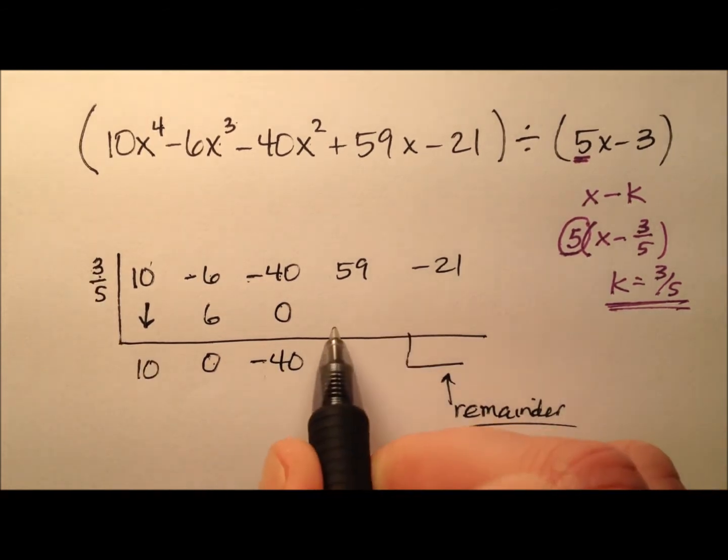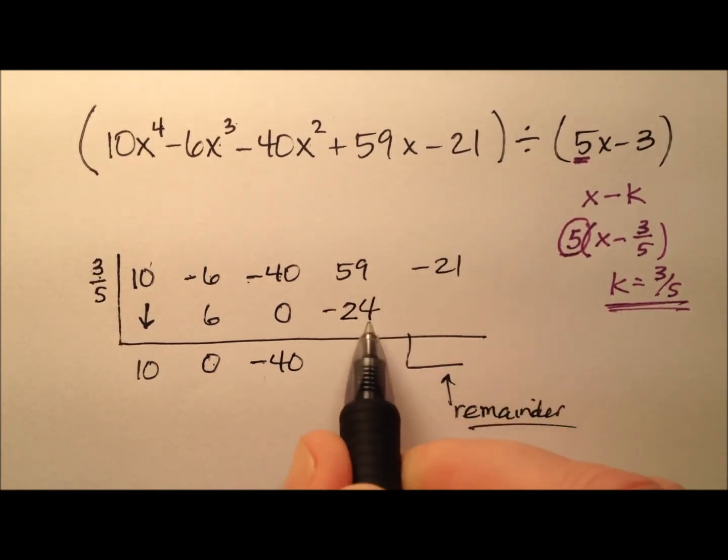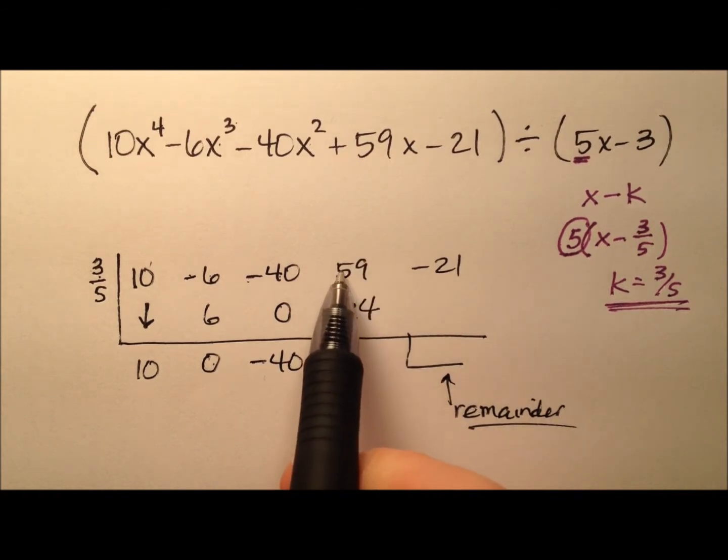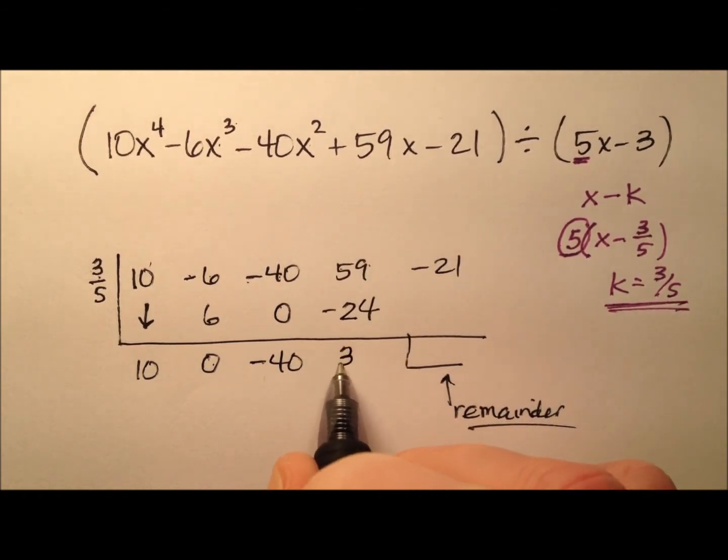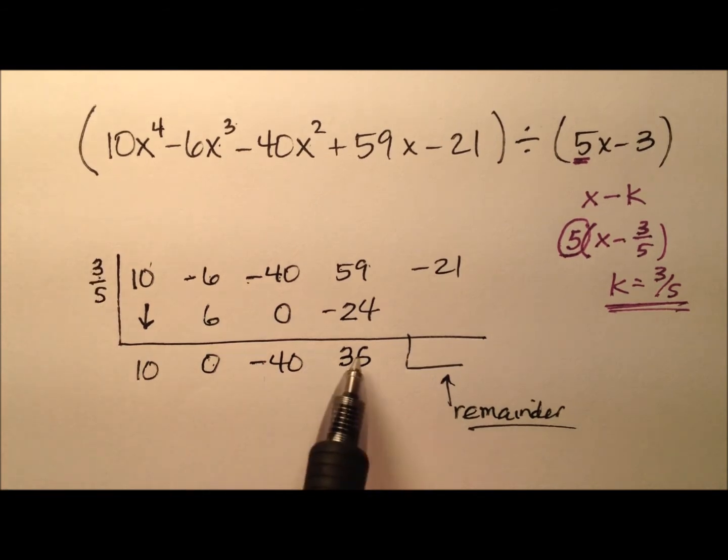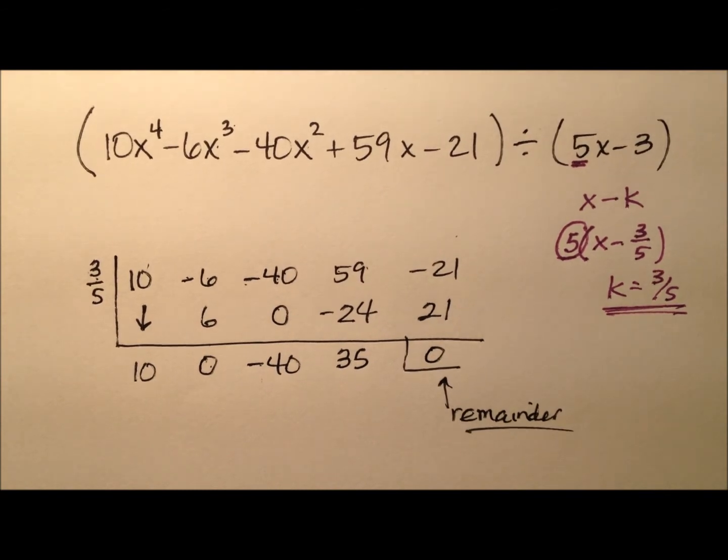3/5 times -40 should give me -24. And when I add this column, 59 minus 24 is 35. And then 3/5 times 35 is 21. So when I add here, I get 0 for my remainder, which is really good.